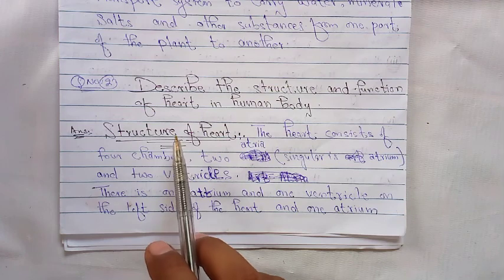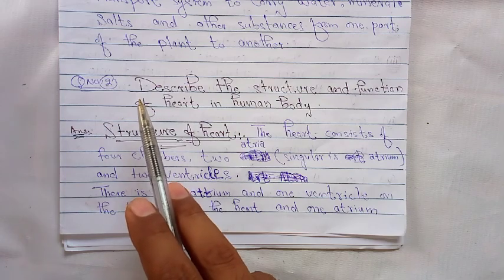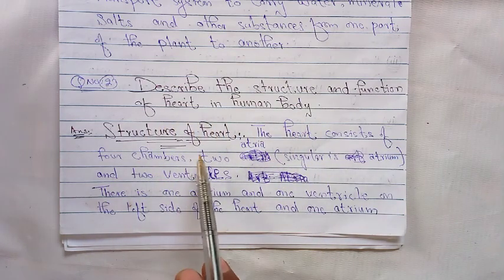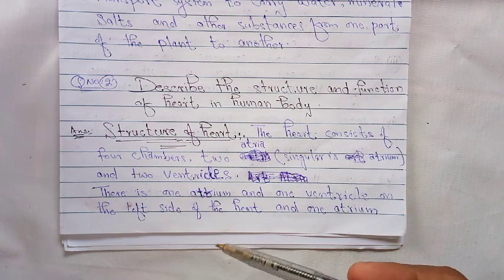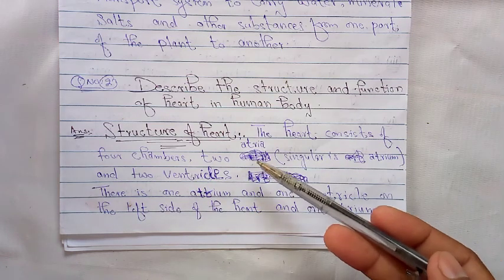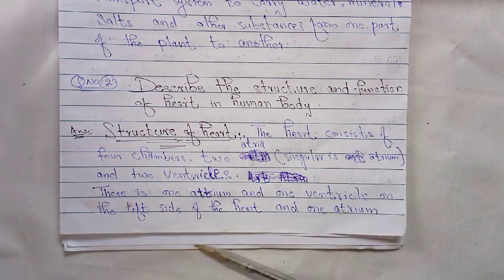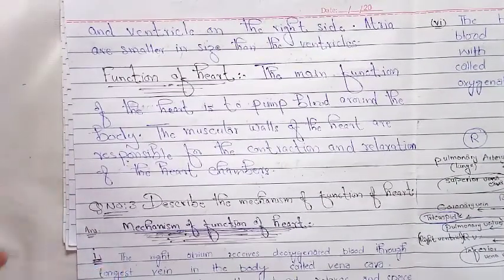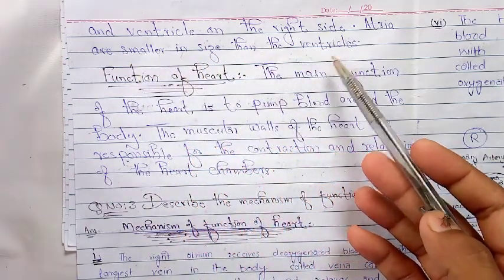Now we have the next question: describe the structure and function of the heart in a human body. First of all, the structure of the heart. The heart consists of four chambers, two atria and two ventricles. Singularly, we call it an atrium. One atrium and one ventricle are on the left side of the heart, and one atrium and one ventricle are on the right side of the heart. The atria are smaller in size than the ventricles.